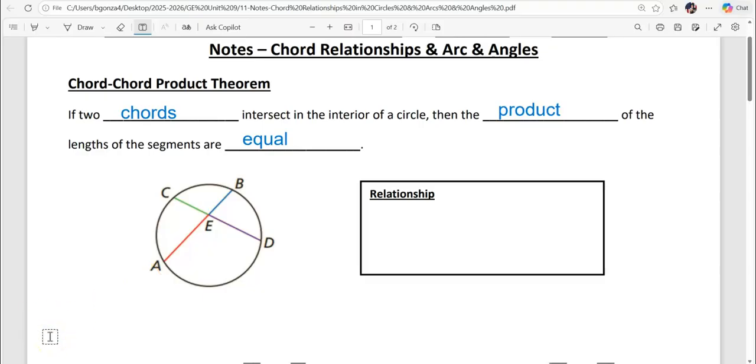So on this picture right here, our relationship is going to be AE times EB, the two pieces of this chord, is going to be equal to, on the other one, the two pieces of this chord, CE and ED. The product, meaning multiplying CE and ED. The red times blue equals green times purple.